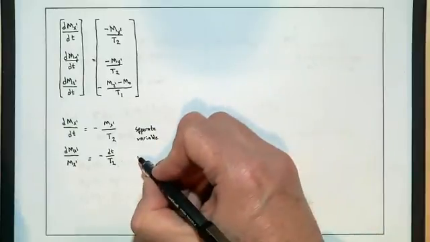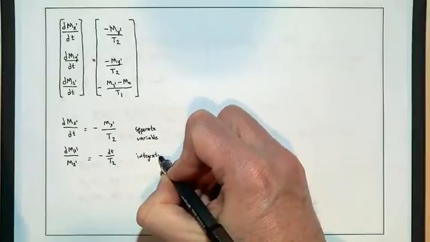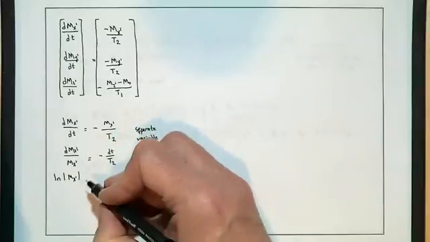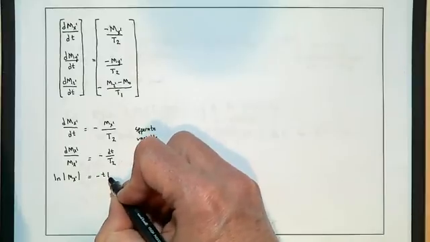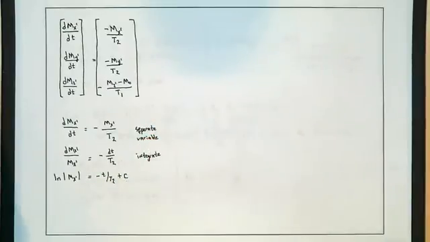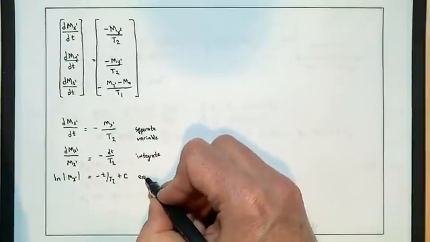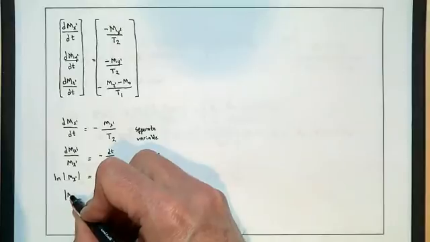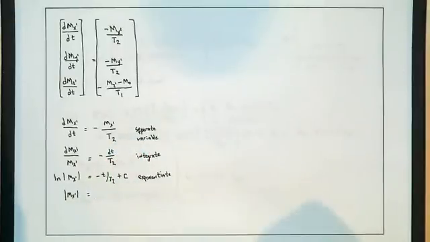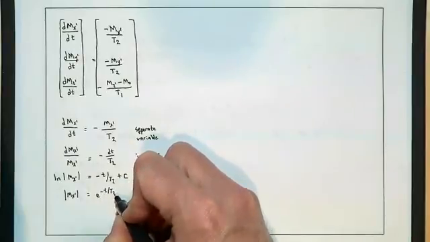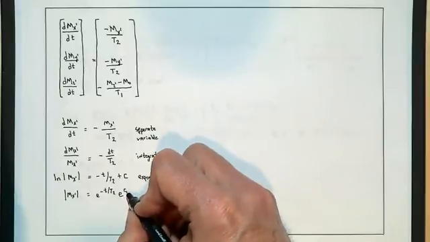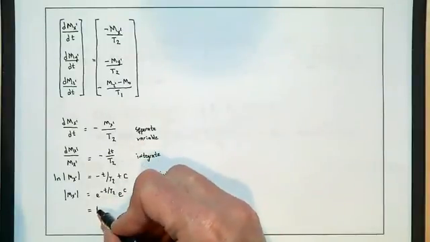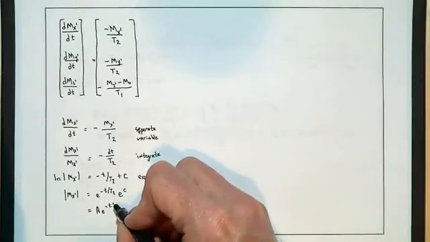The next thing I'll do is integrate both sides. So integrating the left-hand side, I just get the log of the absolute value of mx prime, and that's going to be equal to minus t over T2 plus some constant. I can then exponentiate both sides, and I just get the magnitude of mx prime is equal to e to the minus t over T2 times e to the c. This e to the c is a constant, so we'll just make that a new constant and put it out front as an A. So we have A times e to the minus t over T2.